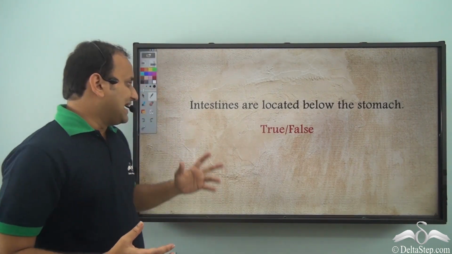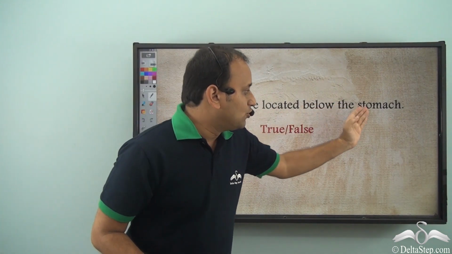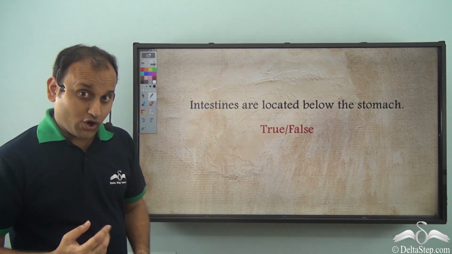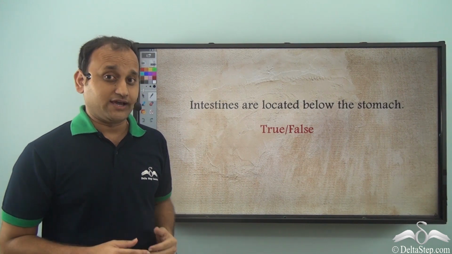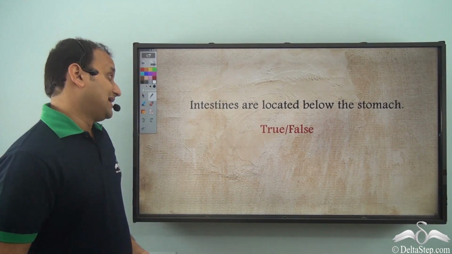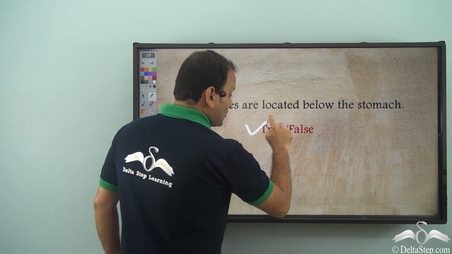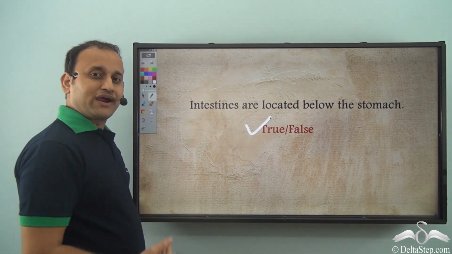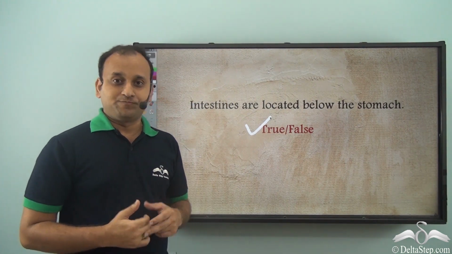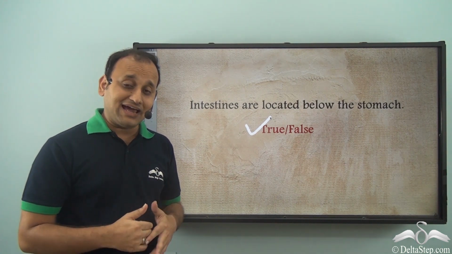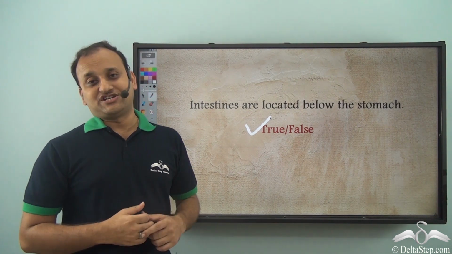So tell me, intestines are located below the stomach. Is it true or is it false? What do you think? Well, it is true. Intestines are located just below the stomach. First, there is the small intestine, and then there is the large intestine.